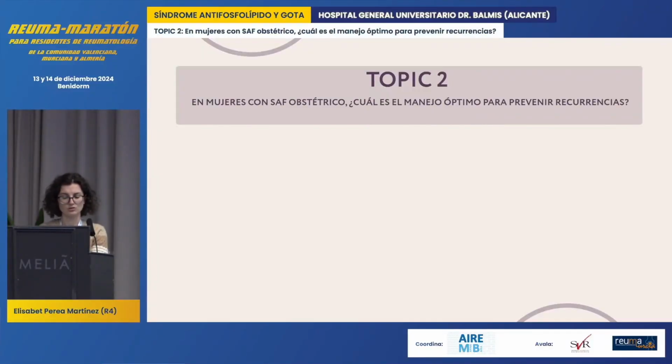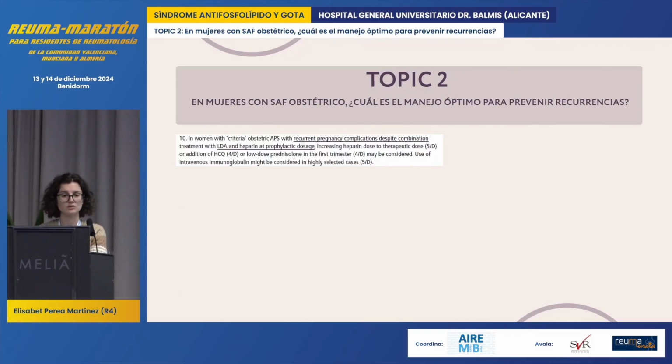Now we will be moving on to topic 2, and in this particular one we're going to be talking about refractory obstetric APS, starting with defining precisely what refractory obstetric APS actually is in greater detail. It is the presence of recurrent obstetric comorbidity despite appropriate treatment with low-dose aspirin and prophylactic heparin. So, is refractory obstetric APS a problem? Well, I believe it is, because up to 20-30% of patients with APS will experience refractoriness.